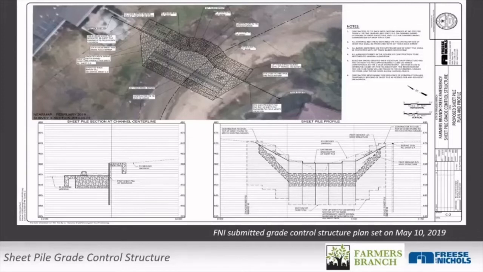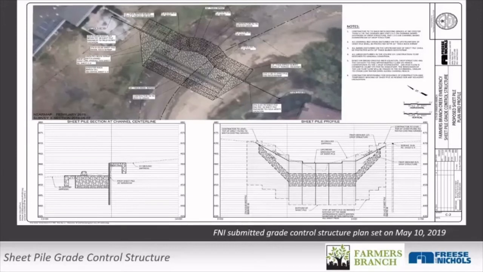You can see this is a drawing we put together to depict the grade control structure. It consists of sheet piles with rock riprap. The rock riprap served two purposes. One was a plunge basin to stop erosion on the downstream side of the grade control structure. The second was to provide stability to the sheet piles.